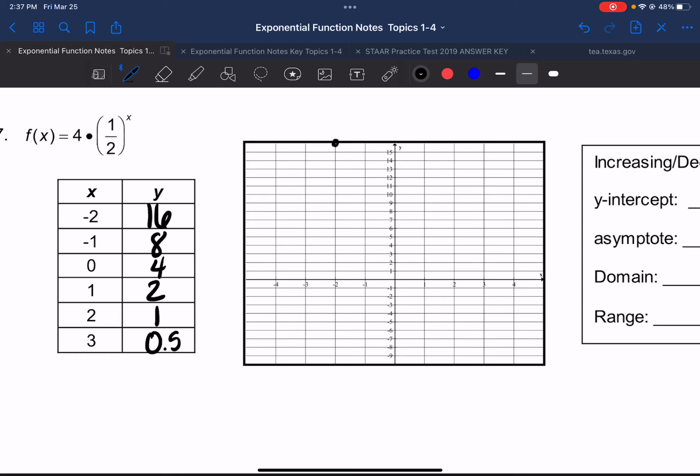All right, negative 2, 16, I can graph. It's right up here. Bam. Negative 1, 8, it's right here. Okay, cool. We have 0, 4, bam. 1, 2, bam. 2, 1, bam. And then 3.5, bam. All right, we trace it out because this is the actual graph.